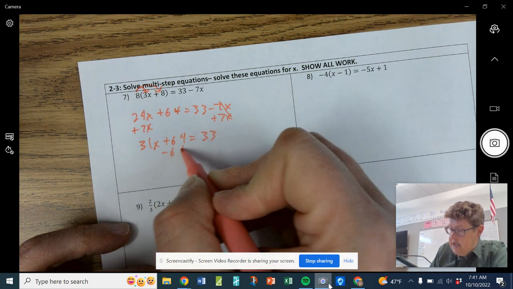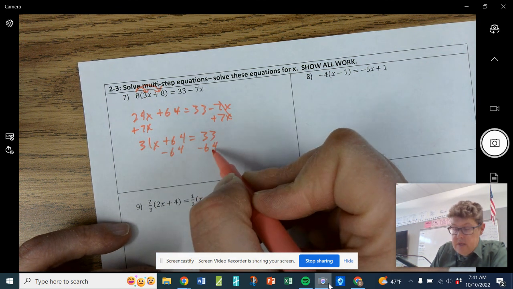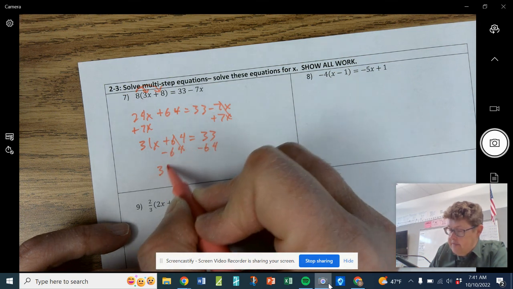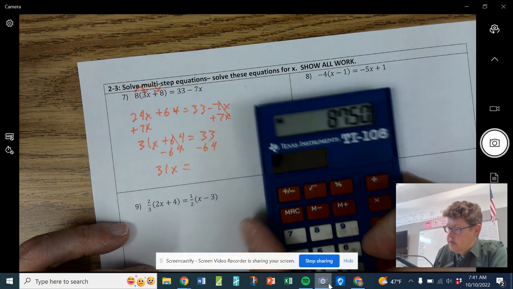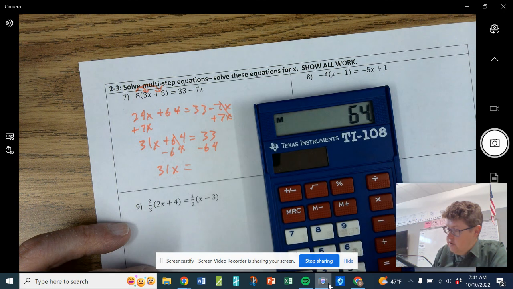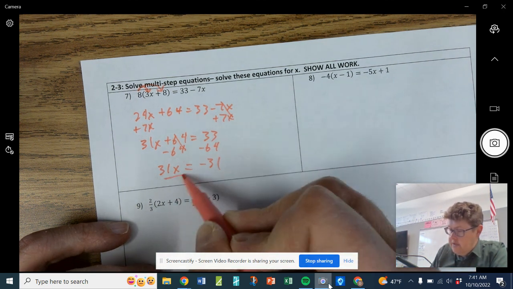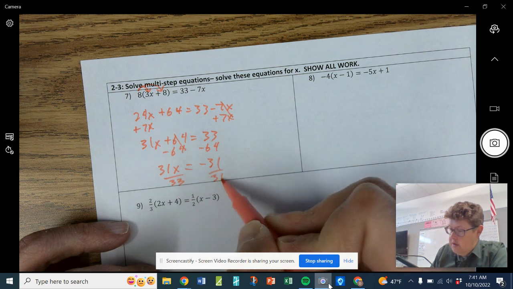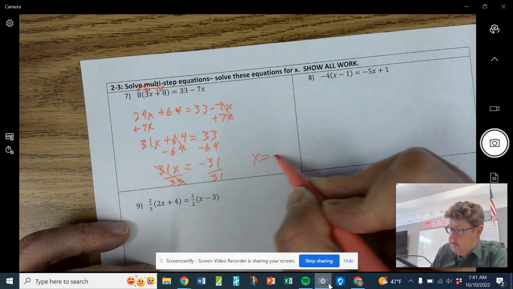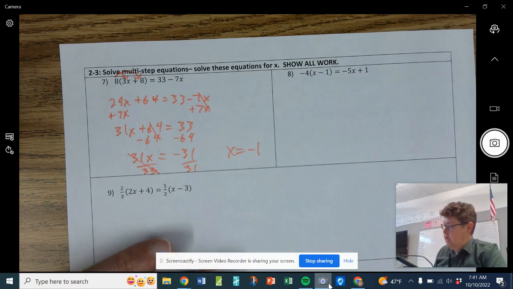Now this is going to give us a negative right here, because 33 is smaller than 64. So I'm left with 31x equals, let's do this, 33 minus 64. Oh, look at that, negative 31. So now we divide by 31. And we get x is negative 1.